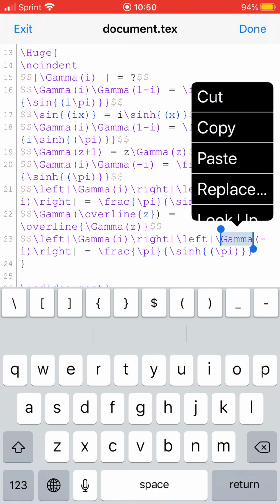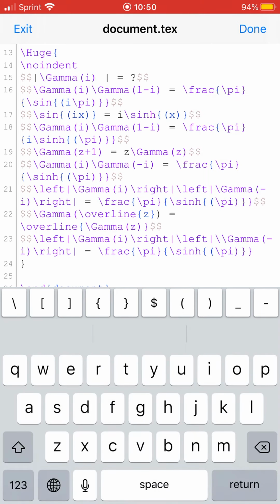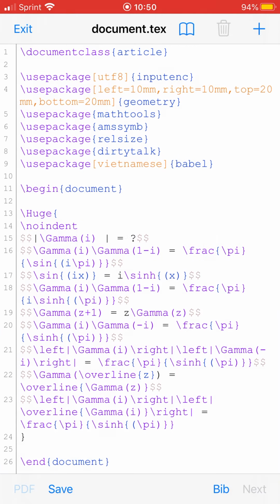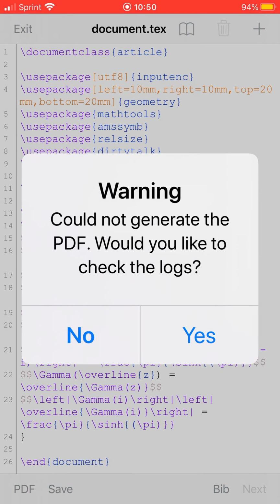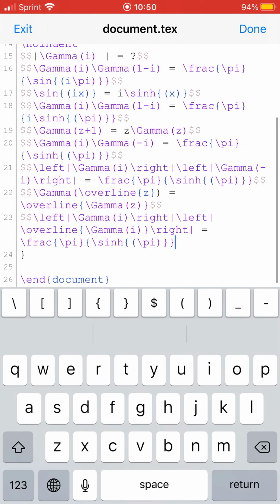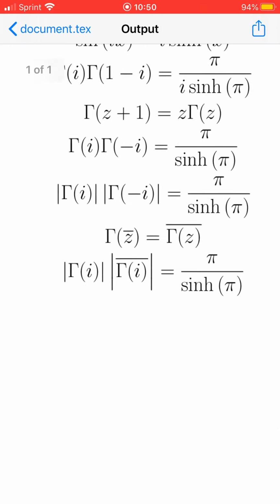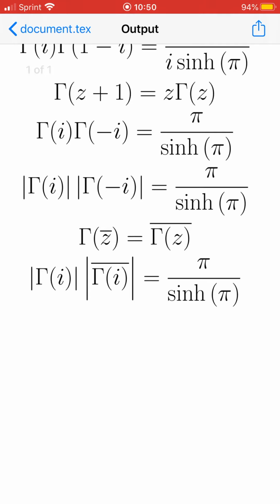So gamma of negative I is the conjugate of gamma of I. Okay, here we go. So gamma of negative I is gamma of the conjugate of I, which is equal to the conjugate of gamma of I. So we get the modulus of gamma of I times the modulus of the conjugate of gamma of I equals pi over sinh pi.